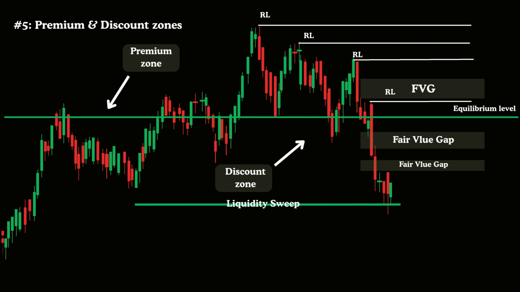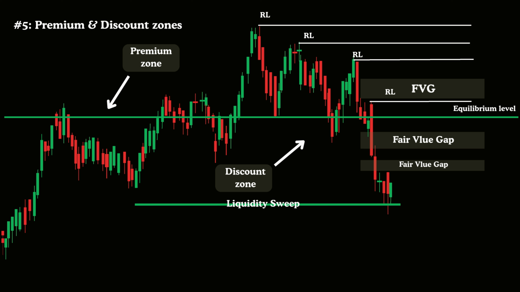When price is in the discount zone, meaning it's below the equilibrium level, it's considered a favorable area for long, buy positions. Conversely, when price is in the premium zone, it's viewed as expensive, making it more suitable for short, sell positions. Long trades should generally be avoided when price is above the equilibrium, in the premium zone.